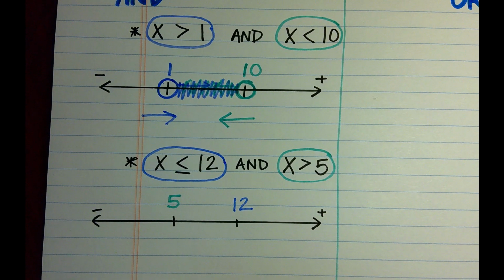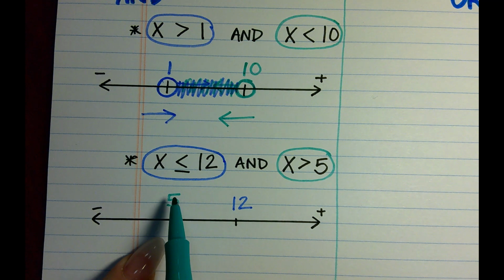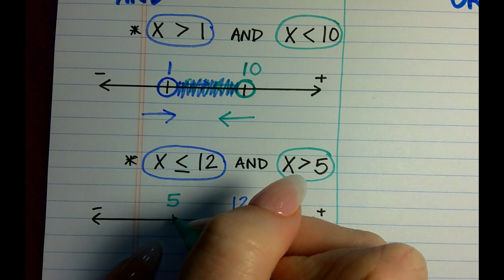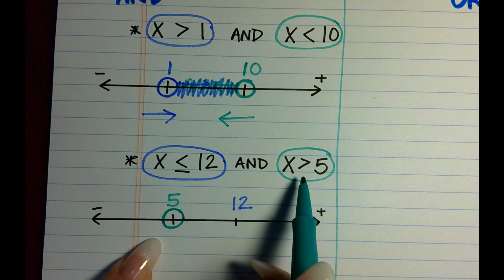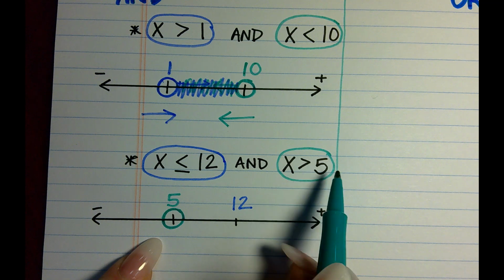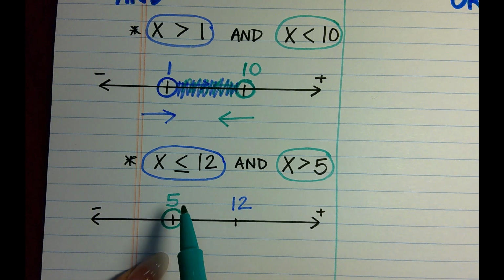Okay, so I have my numbers on my line. What do I do next? You circle the tick line. Yes, let's circle our tick marks. I'm going to start over here on my 5. Will 5 have an open circle or a closed circle? Open. Why is it an open circle? Because it's not equal to. It's greater than 5. So we leave it open.